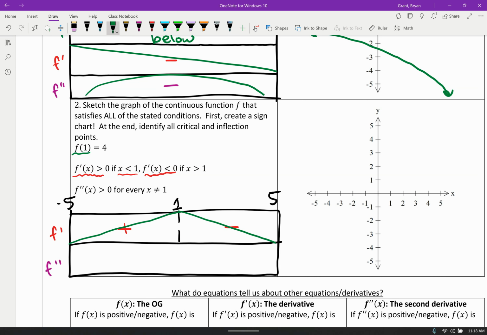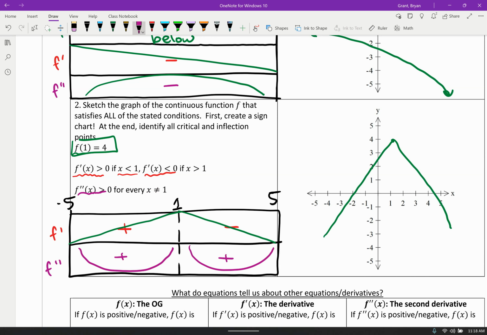So I know a few things already. In fact, they told us that f of 1 is 4, 1 comma 4. So I know that I have to increase and then decrease. But I don't know about the curviness yet, so let's take a look at this second part down below. They tell us for every x that isn't 1, f double prime needs to be greater than 0. So we are concave up and concave up.